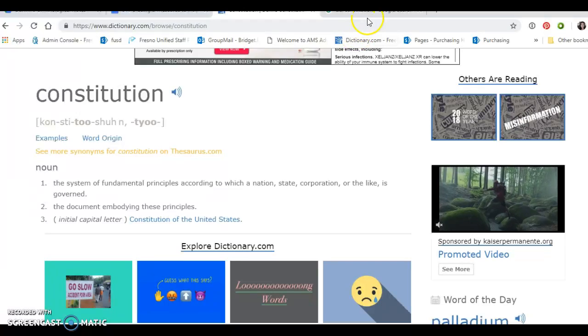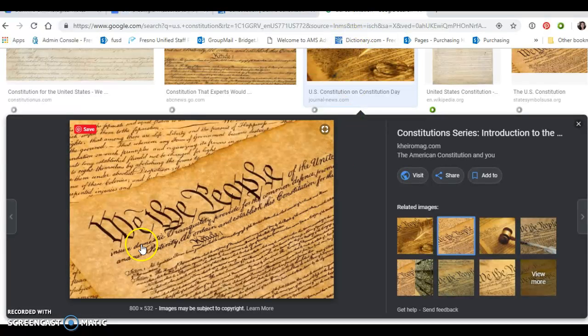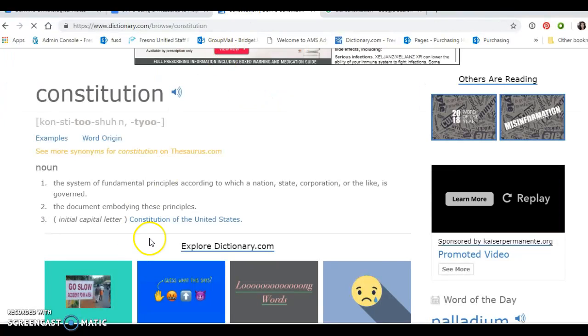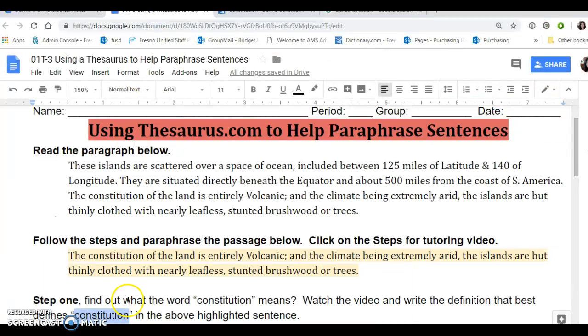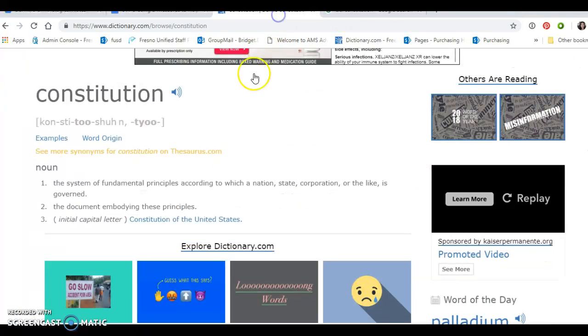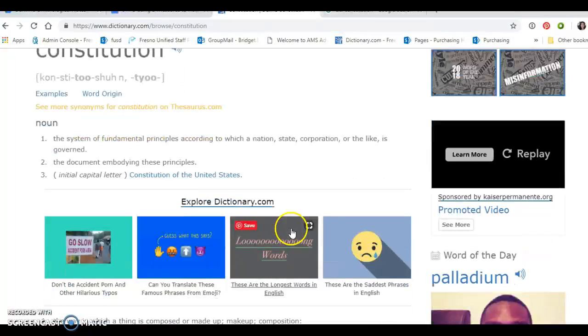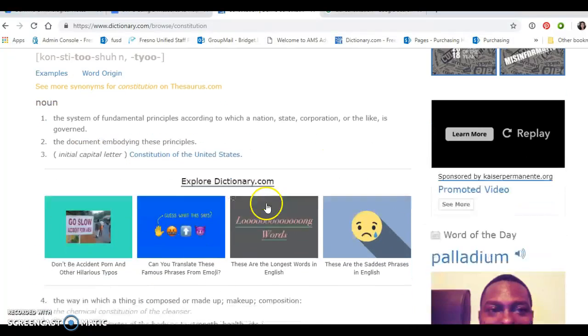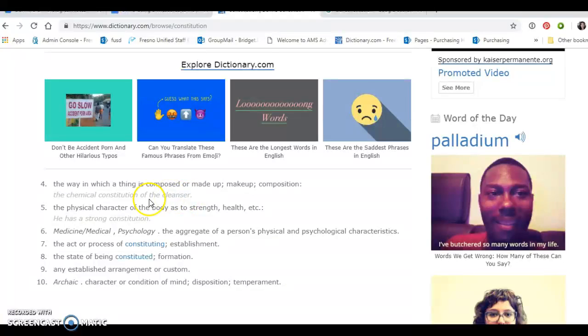So if I were to go to this area, this is what they're talking about. We the people. That document, the Constitution of the United States. So that's a big difference from the constitution of the land is entirely volcanic. So they're talking about something else about land, and they're talking about volcanoes, something that's related to volcanoes. So let's just go back over here to dictionary.com, and we're going to scroll down. So most websites have advertisements and so forth, so we need to bypass those.